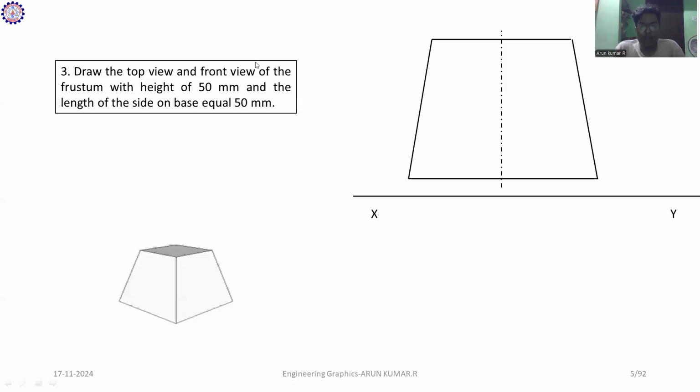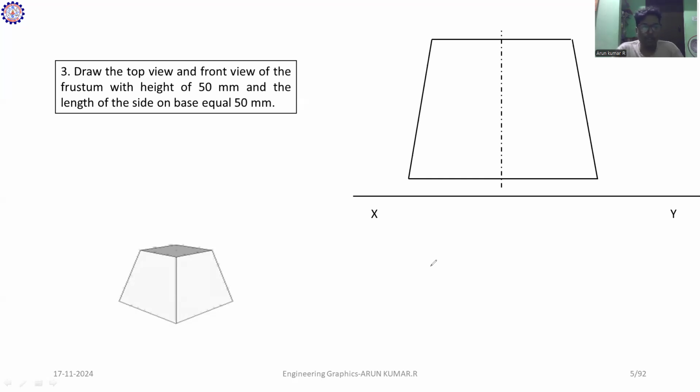Good morning. In this lecture series, we will see another type of projection of solids problem. Here I have taken the frustum, a type of prism. What is the meaning of frustum? I have to remove a certain amount from the apex. From the top side, I have to cut a certain length. The remaining portion is what we call a frustum.